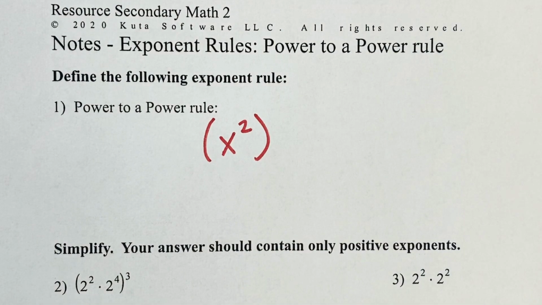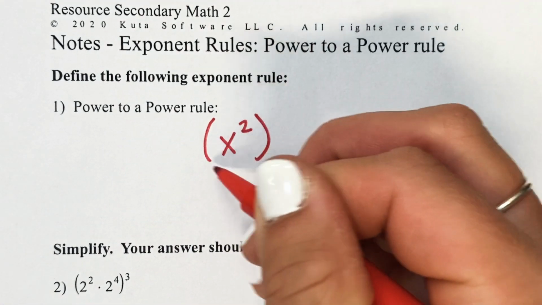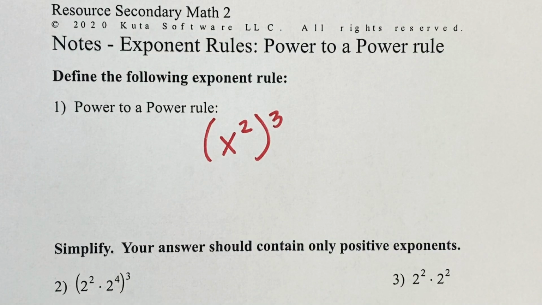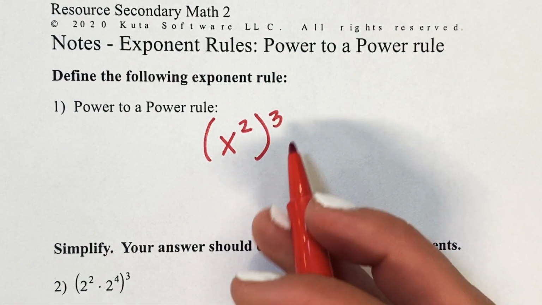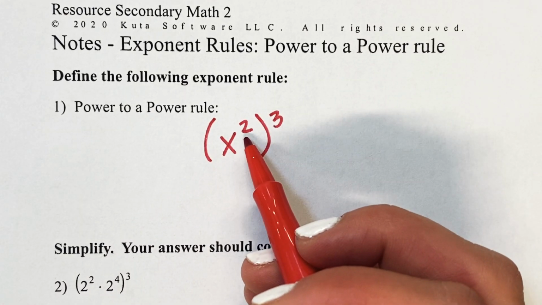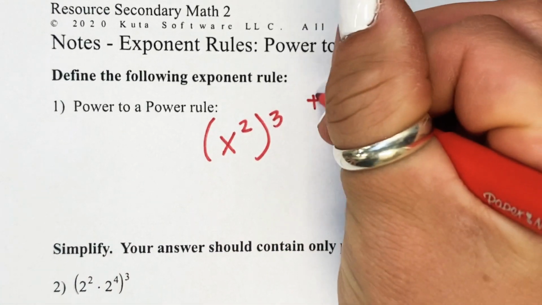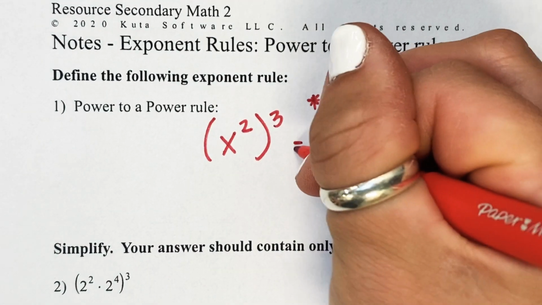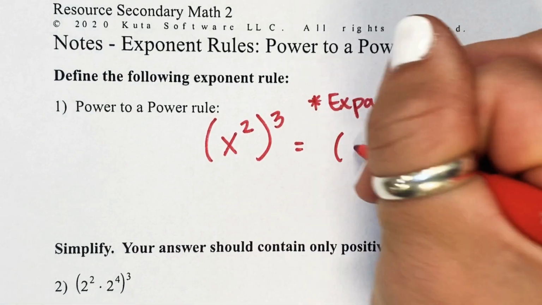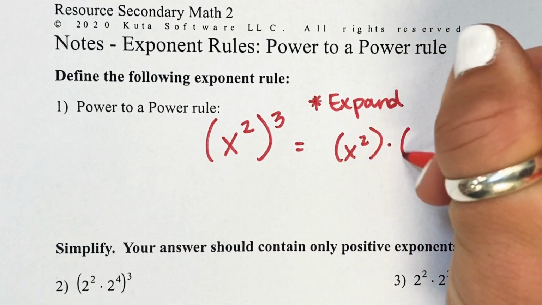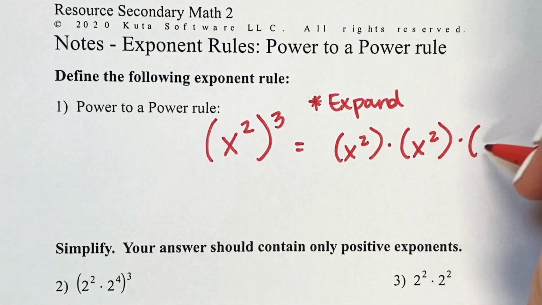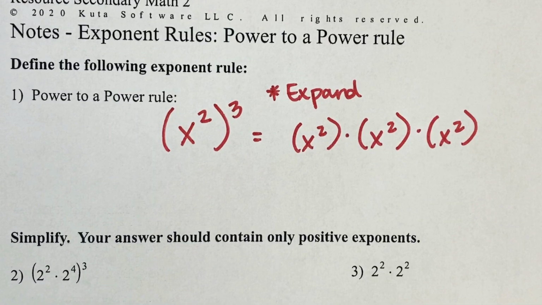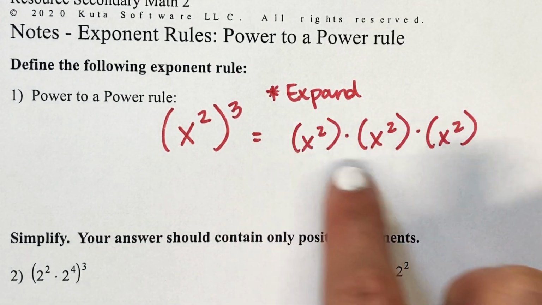You're always going to see a lot of parentheses in these. That means everything inside is now to a different power. We'll say cubed. So now let's write what's happening here. We have x squared to the power of 3. We're going to expand this to see what's actually happening. This is really saying we have x squared times itself 3 times, or x squared times x squared times x squared.